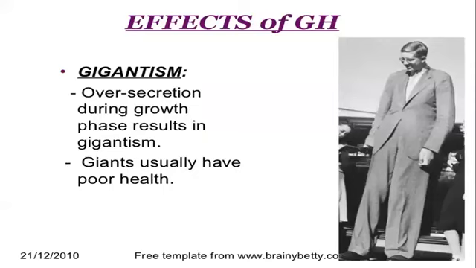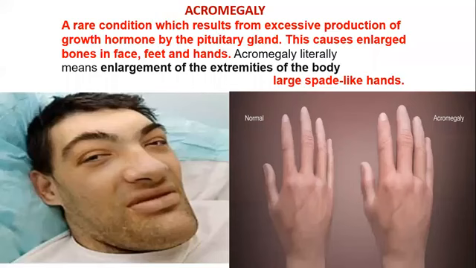Let us go with the effect of growth hormone. Growth hormone plays a major role. It is very important for growth and development of an individual. If the hormone is secreted in excess in younger children, that results in gigantism. The individual may become 8 to 9 feet tall. They usually have poor health.